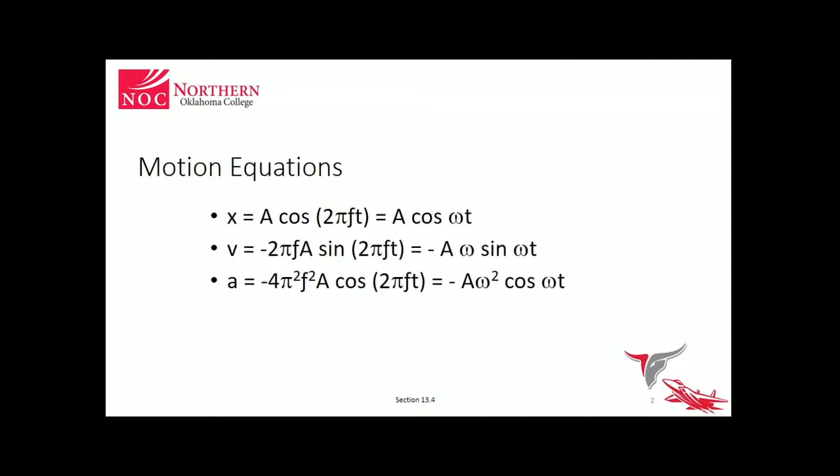When I do velocity, it's 2 pi times the frequency, or my omega, my angular frequency, times the amplitude times the sine. And I get that negative because it's coming from the sine. And then I get my acceleration, and I have that equation of motion for acceleration. So we had talked about those equations of motion. When you're working on your homework, this is part of the information that you have in order to get things going.